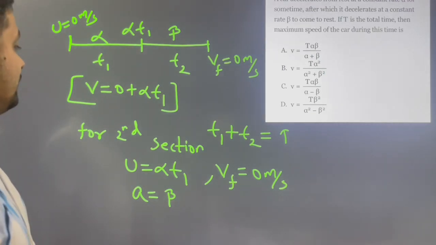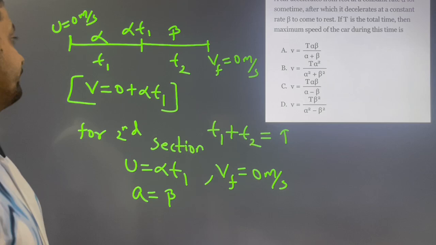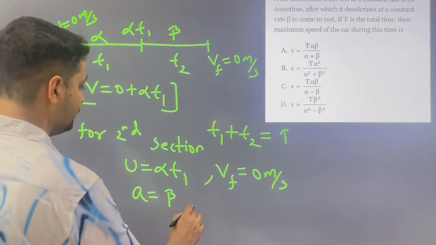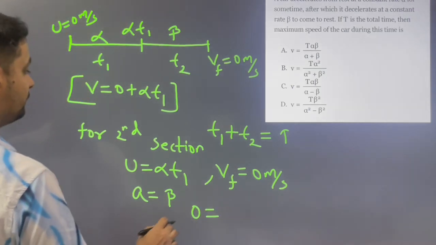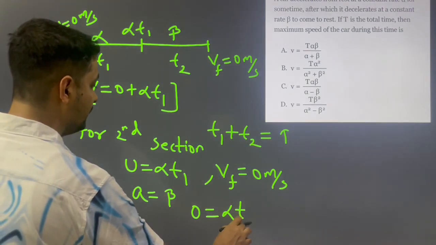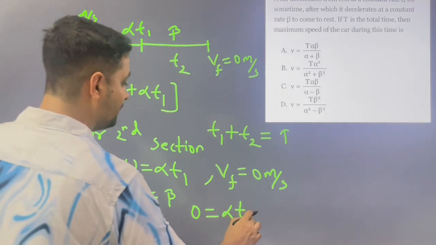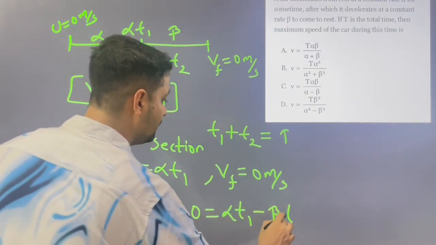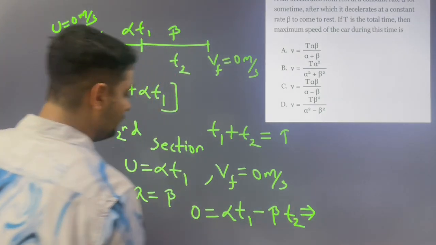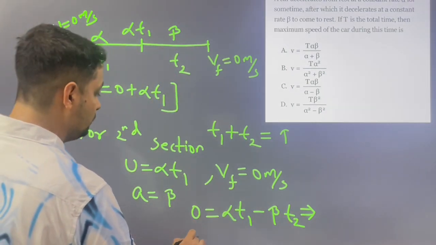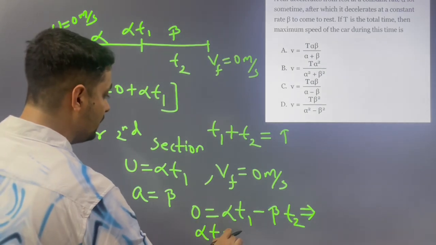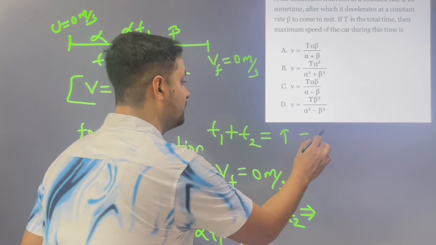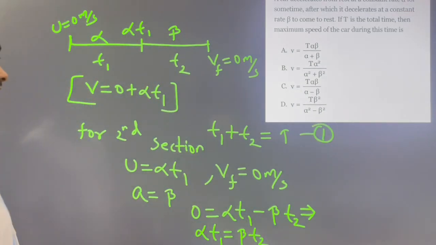Now here we have to relate all this. How can we relate? The same way, v equals u plus at. So v final is 0, plus u, which is alpha t1, and since retardation is there, we write minus beta. For what time does it retard? t2, so beta t2. From here we get alpha t1 equals beta t2. And one more relation we already know, equation 1: t1 plus t2 equals T.